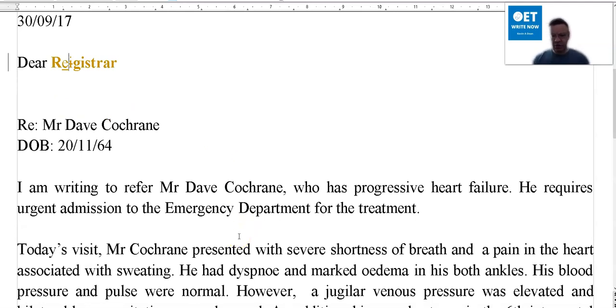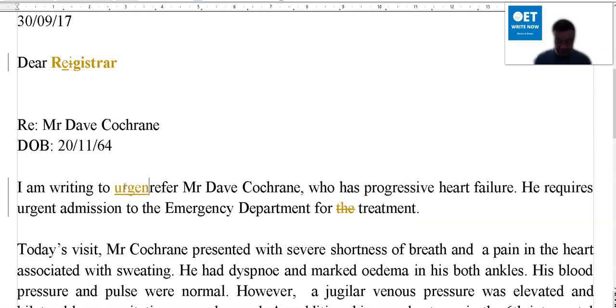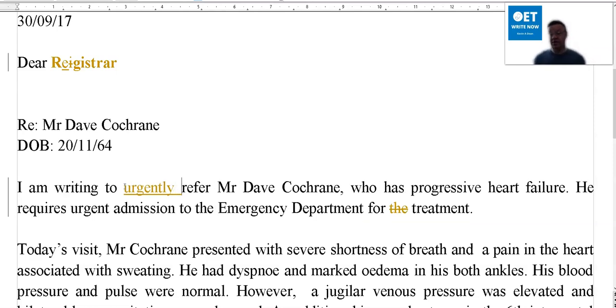So, writing to refer Mr. Dave Cochrane, who has progressive heart failure, he requires urgent admission to the emergency department for treatment, no article needed. You could do that, or, more to the point, I'm writing to urgently request admission. You don't have to say this is a referral, I am referring. It's obvious, that's what it is. If it's a discharge or an update, you might have to say that. But it's obvious this is a referral.